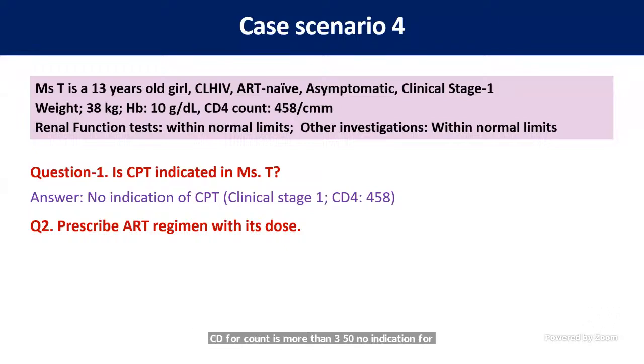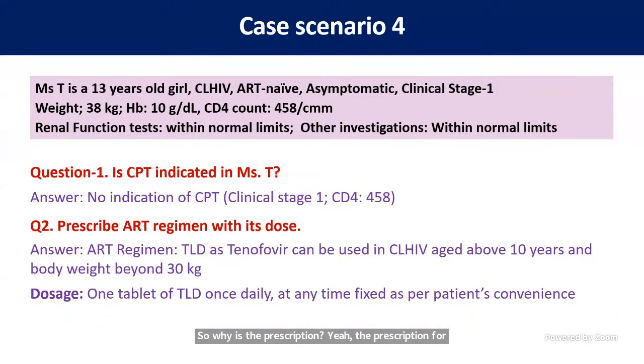So what is the ART prescription for this girl? The ART regimen recommended for this girl is tenofovir, lamivudine, dolutegravir, the TLD, because she is more than 10 years, weight is more than 30 kgs, renal functions are fine. So you can use TLD. The dosage is 1 tablet of TLD once daily at any fixed time as per the patient's convenience.